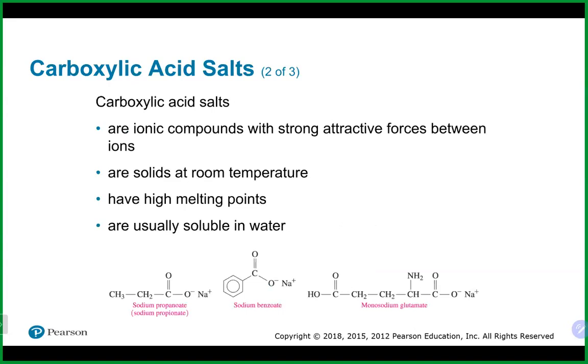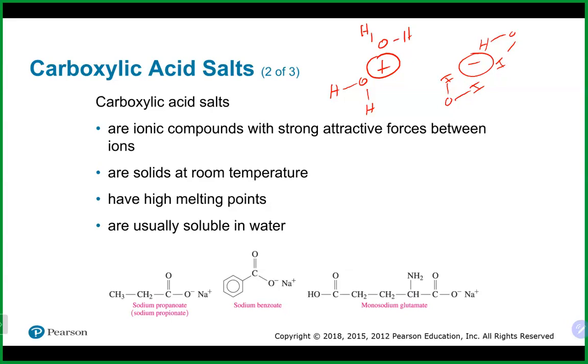Carboxylic acid salts really are ionic compounds. They are solids at room temperature. They have high melting points and usually are soluble in water because they're a salt. Most ionic compounds are a lot of times soluble in water because ions and water work really well with each other, because the negative side of water attracts the positive ion, and the positive side of water is attracted to the negative ion. And that is, as we talked about I think in an earlier chapter, really how things dissolve in water, right?